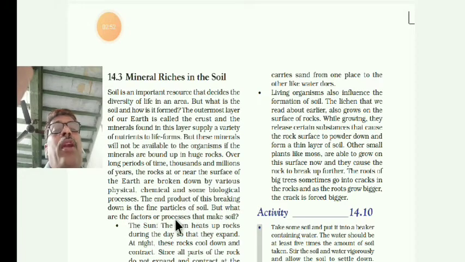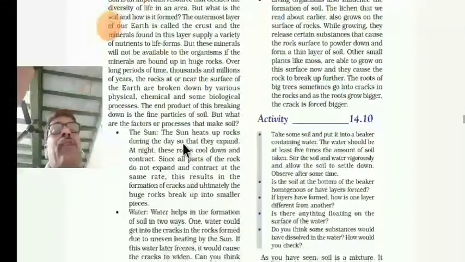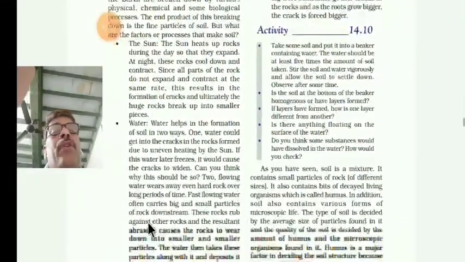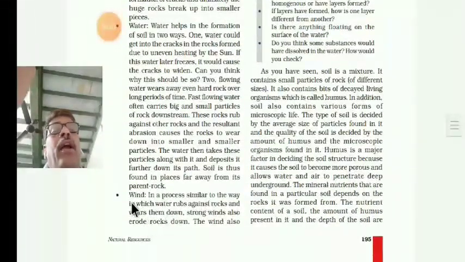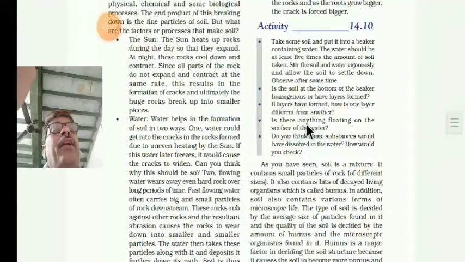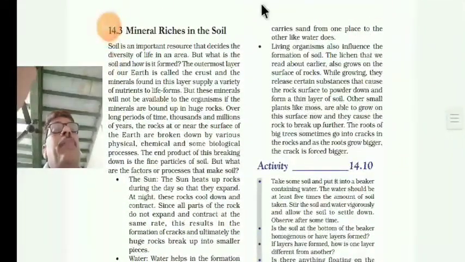But what are the factors that make the soil? So you will see what the factors are. See here, the sun, the water, and wind, and here living organisms are given. So these are the factors for soil formation. Some are physical factors also. See, the sun. The sun is a physical factor.